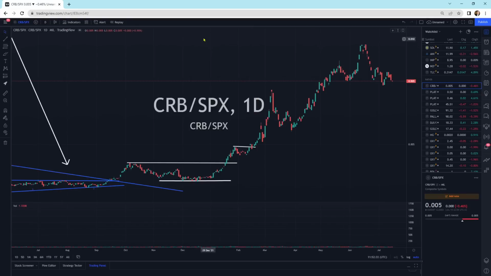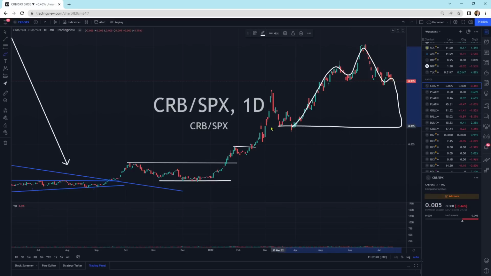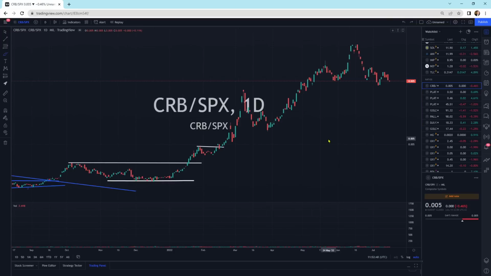So this does look to me like we could potentially put in a head and shoulders type pattern and head back to the beginning there. But that's only a possibility. It doesn't mean it will happen. And we would still be making higher highs and higher lows if we only pull back to somewhere in here.